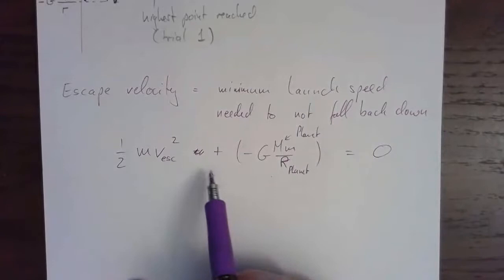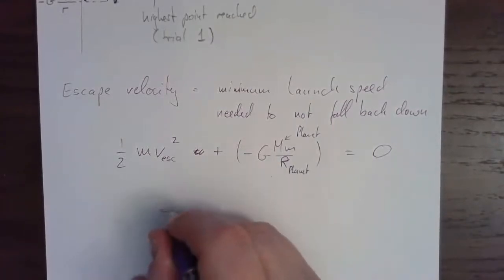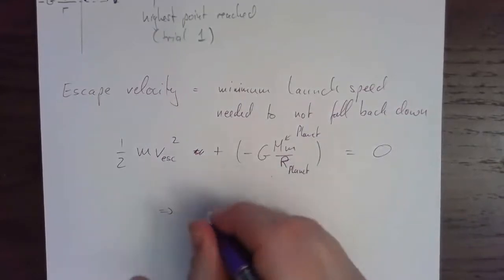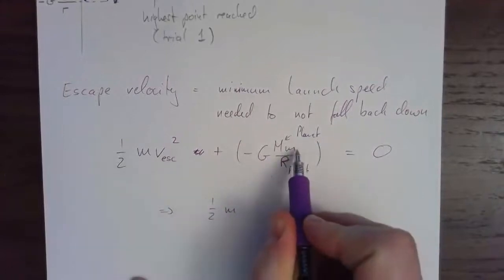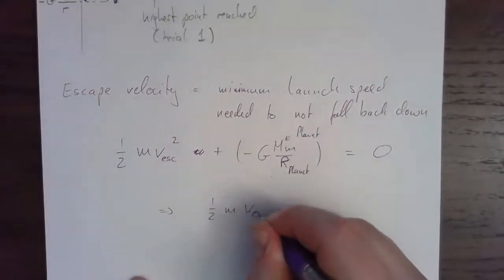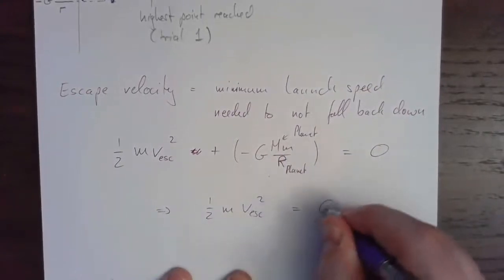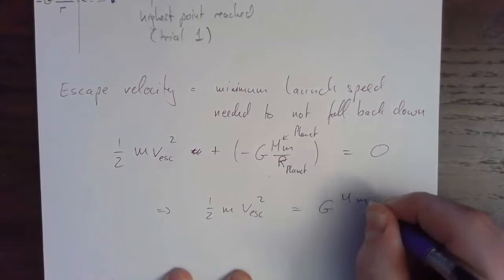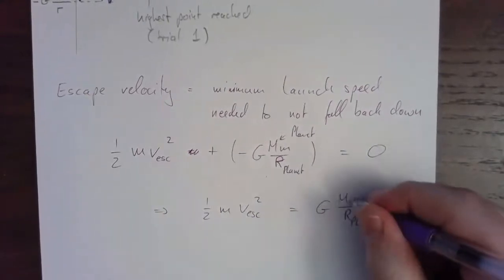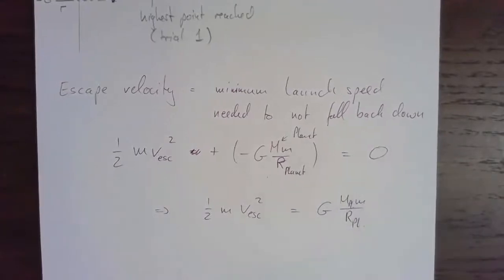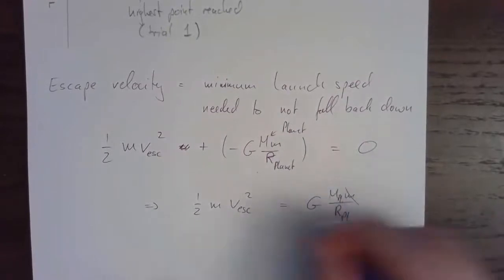So let's simplify this. I can cancel out the m's. M is the mass of the object. Notice it's going to cancel out. So the escape velocity does not depend on what the object is that is doing the escaping. And I should put pl for planet, right? Okay, this is going to cancel out.